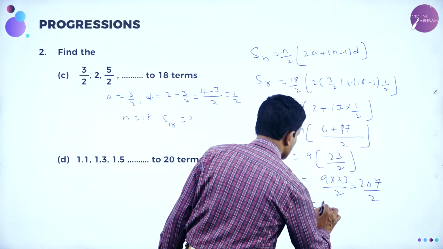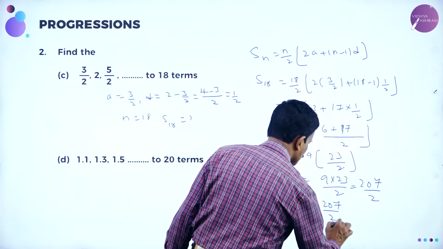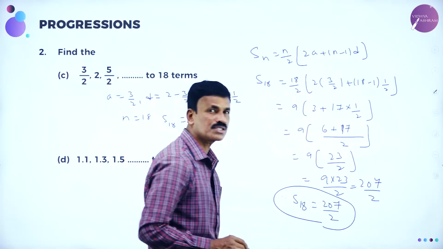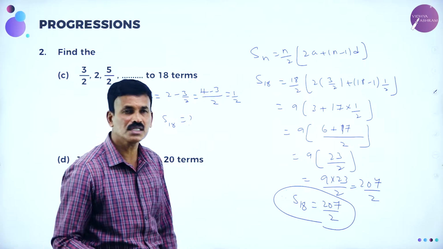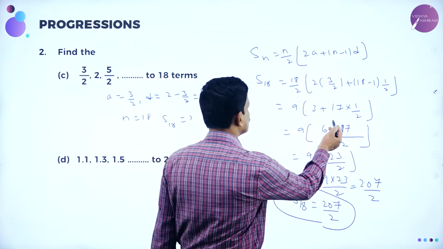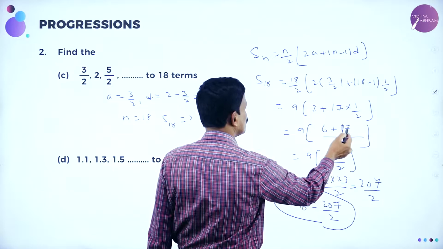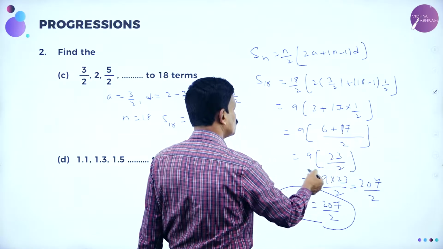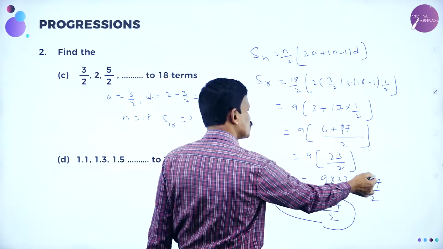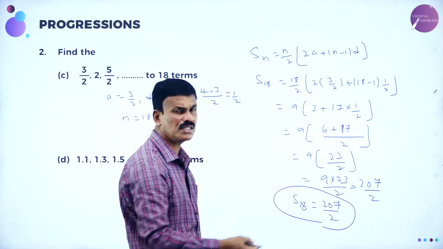Sum of 18 terms for this sequence is 207 divided by 2. That's it. Very simple. Just simplify this. Multiply, just take LCM, 3 2s are 6 plus 17 1s are 17. 17 plus 6 is 23 divided by 2. 9 into 23 by 2 is 207 divided by 6. If you want, you can divide it. That's it.